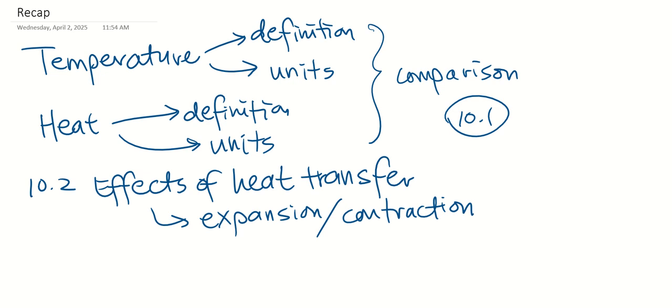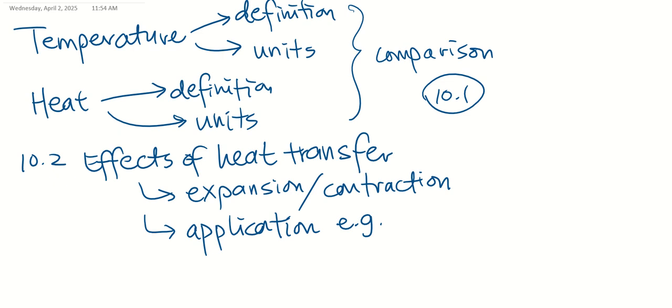Yeah, it's a recap. Recap is a summary. Okay, so 10.2, we are talking about effects of heat transfer, whereby we talk about expansion and contraction. We also talk about the application of it. Right? So to give some example, do you all know any examples of the application of heat transfer? Remember the gaps in the railway, right? Why do we need those gaps?